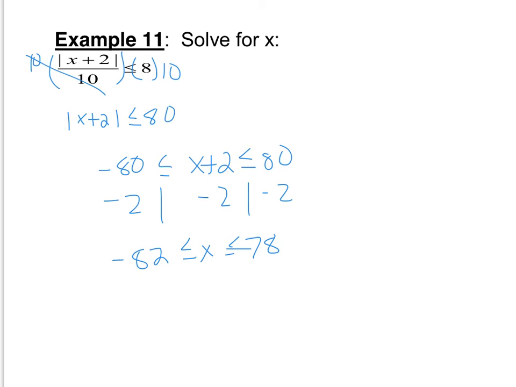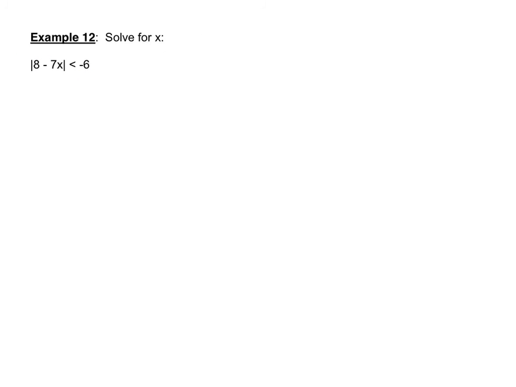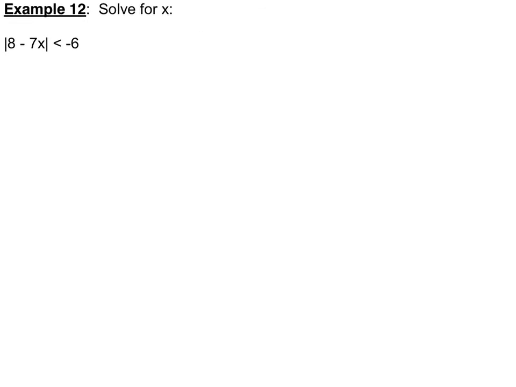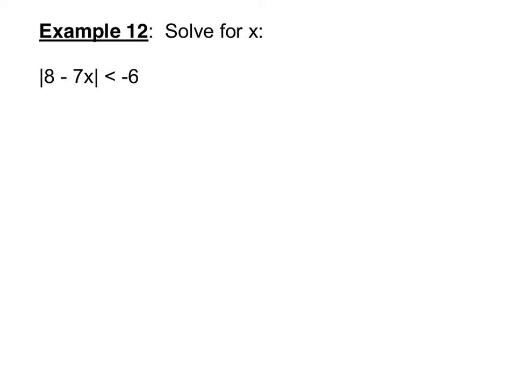Okay? So let's take a look at some more examples of these, see how they go. Alright. So we're looking at this one. We have less than, so it's the and, it's by itself. So it's a little weird because you see the negative here. So what we need to do is move it to the other side. So you get 6 less than 8 minus 7x less than negative 6.